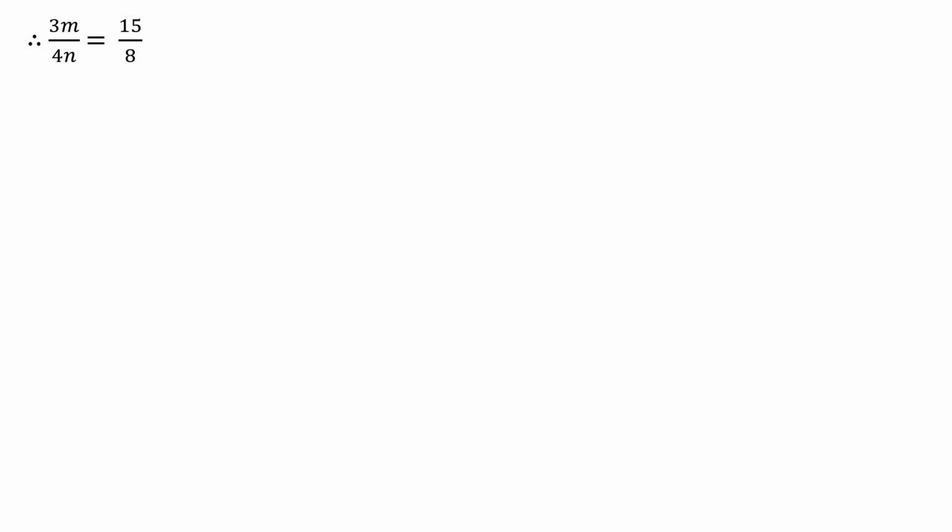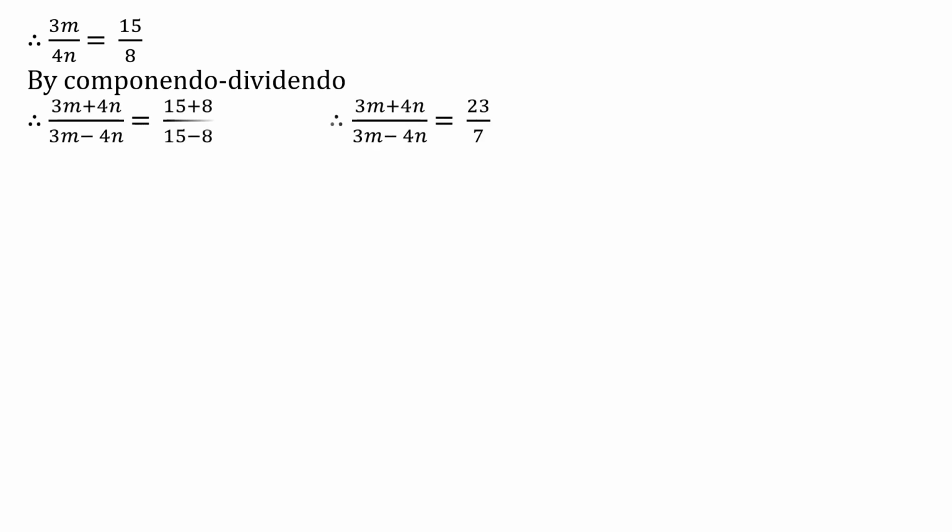Now students, you need 3m plus 4n upon 3m minus 4n. So for that, you have to apply componendo and dividendo. So by componendo and dividendo, therefore 3m plus 4n upon 3m minus 4n equal to 15 plus 8 upon 15 minus 8. So further you'll simplify this, then you'll get 3m plus 4n upon 3m minus 4n equal to 23 upon 7.